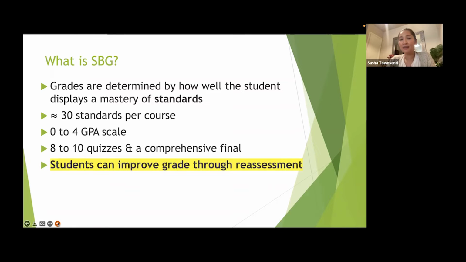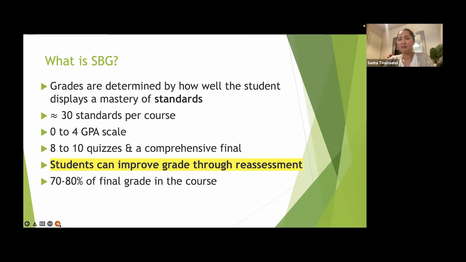A key component of standards-based grading or mastery grading is that students can improve their grades through a process called reassessment. If they get a grade that they don't want on a standard, like let's say they don't learn very well how to solve a first order linear differential equation, maybe they struggle with the integrating factor method, then they can retake a standard quiz during office hours and have the opportunity to improve their score. Basically, the old scores are thrown out and the new score replaces the old score.